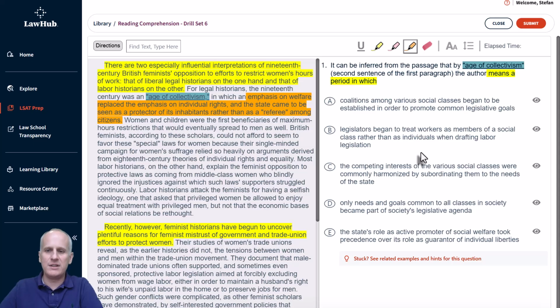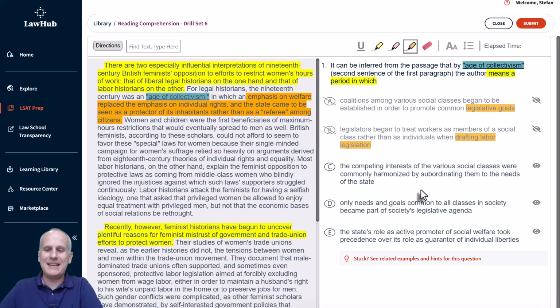Coalitions among various social classes began to be established in order to promote common legislative goals. There are no legislative goals referenced in that orange highlight, so goodbye to choice A. Next, choice B, legislators began to treat workers as members of a social class rather than as individuals when drafting labor legislation. Again, we're not drafting labor legislation in that orange highlight. That is the reference that we need to refer back to, so goodbye to choice B.